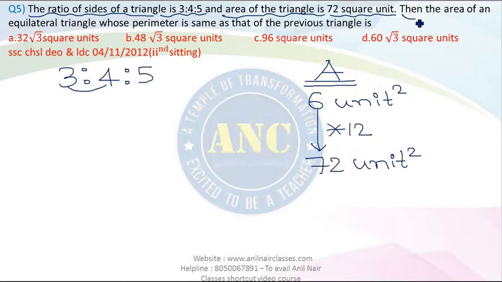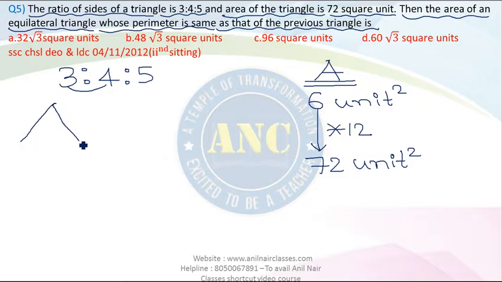Your question is, then the area of an equilateral triangle whose perimeter is same as that of the previous triangle is how much? That means, can I say that there is another equilateral triangle? The perimeter of this equilateral triangle is same as the perimeter of this right angled triangle. What is the perimeter of this right angled triangle? It is 3 plus 4, 7. 7 plus 5, 12. 12 is the perimeter of the right angle triangle according to the ratio.